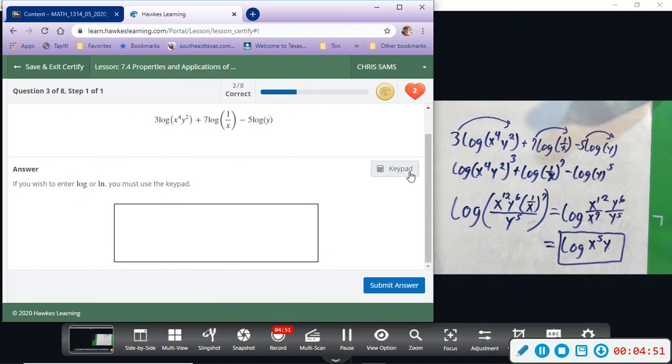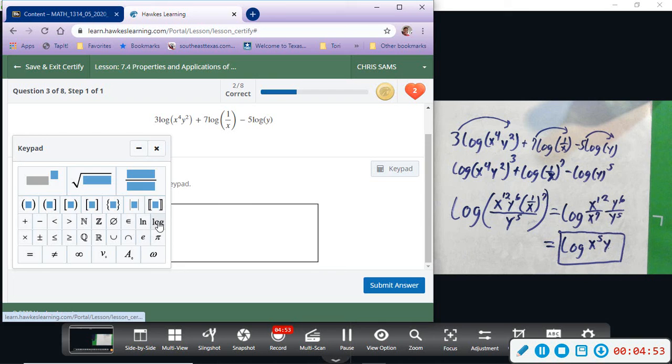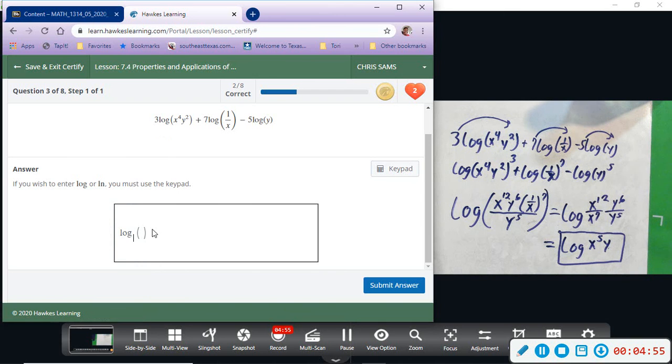So we're going to go keyboard, pull up log, and then we're going to do x raised to the 5th times y.